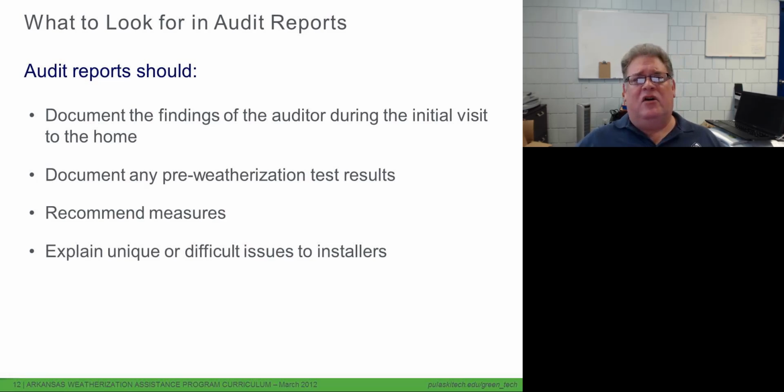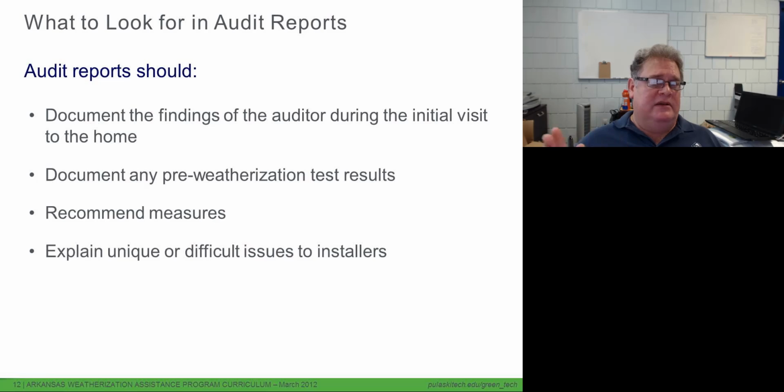So when we're looking at our audit reports, what are we looking for from those? As an inspector, what do we need from them? Well, first of all, they should document the findings of the auditor during the initial visit. So we want things like diagnostic test numbers, we want types of insulation, wall thicknesses, call out for windows, etc. We want to know what they found, okay? And then we talked about test results, so we're also looking for things like ambient CO levels, etc.